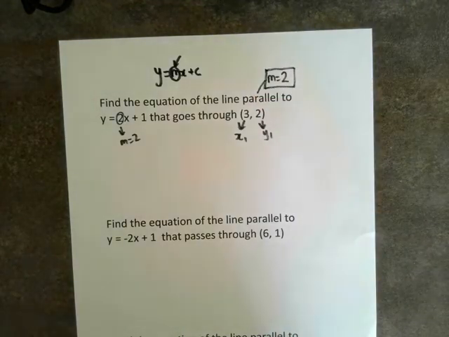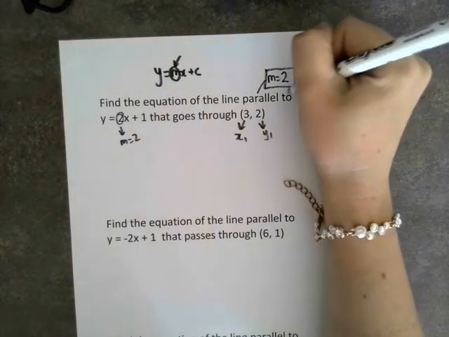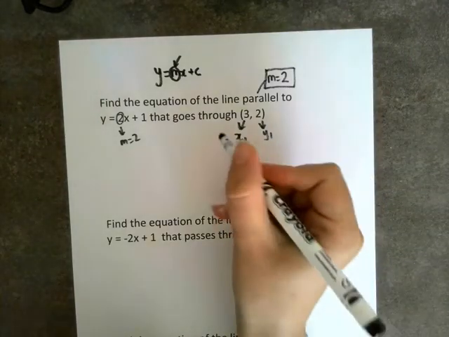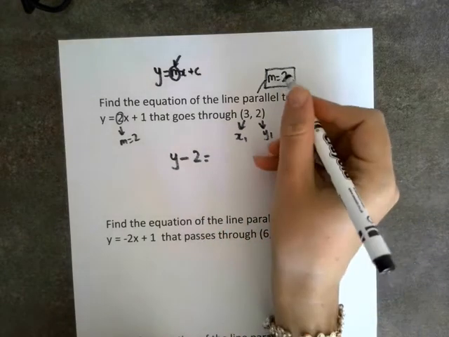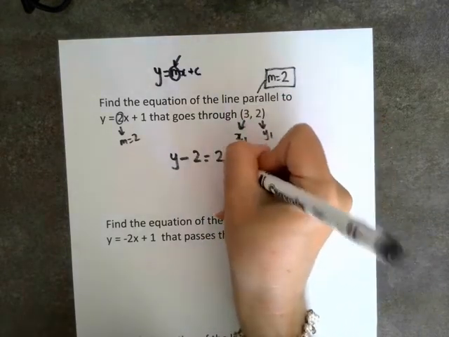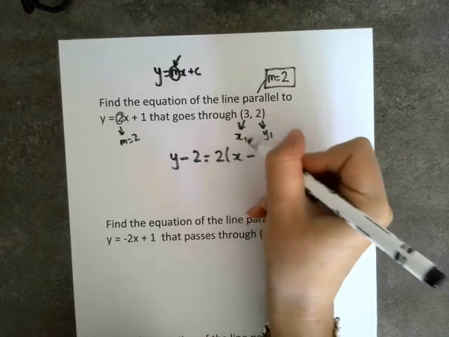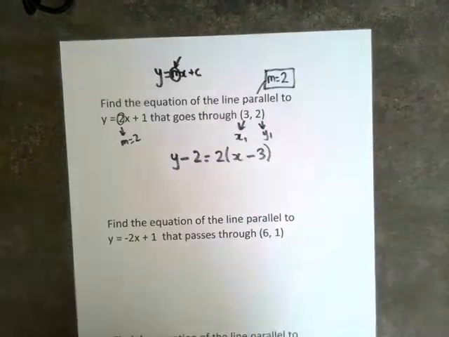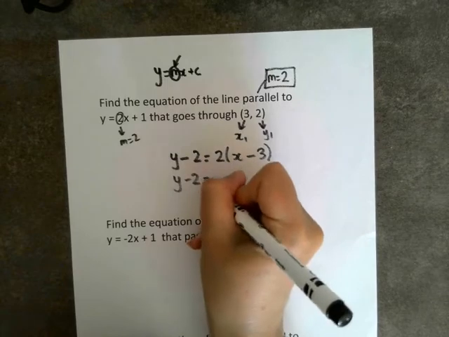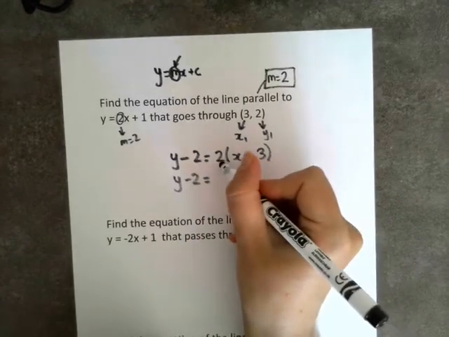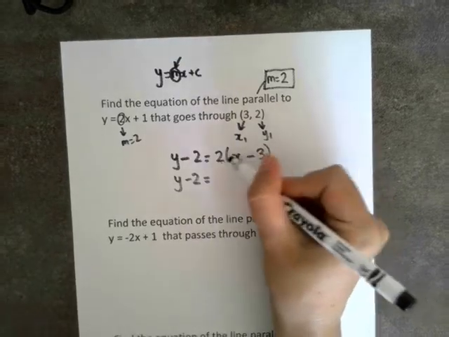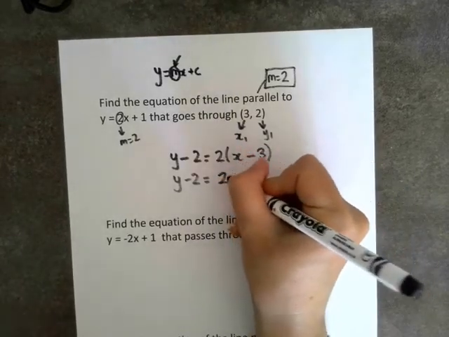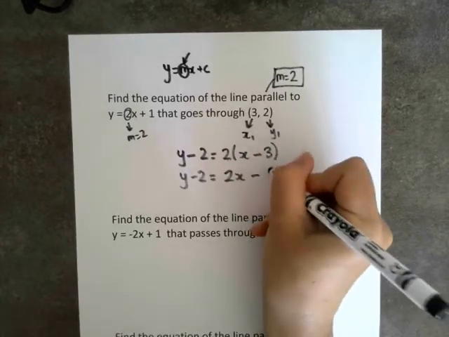This should now be easier than what you were doing in the last one, because the gradient isn't even a fraction, it's just a nice whole number. So it's going to be y take away y1, which is 2, equals m, which happens to be 2 as well in this case, and then x minus x1, which is 3. Now we're just going to expand the brackets. Make sure that you do the 2 times the x, but also the 2 times the minus 3. Occasionally people can forget to multiply that bit by the 2 as well. So it would be 2x minus 2 times 3, which is 6.